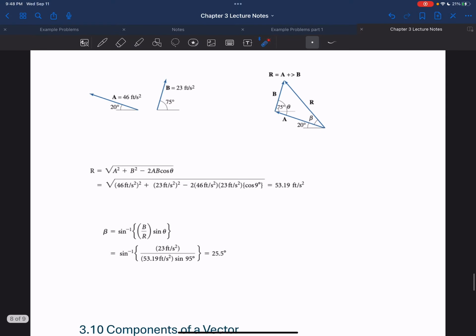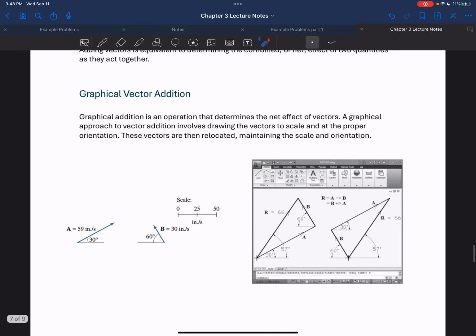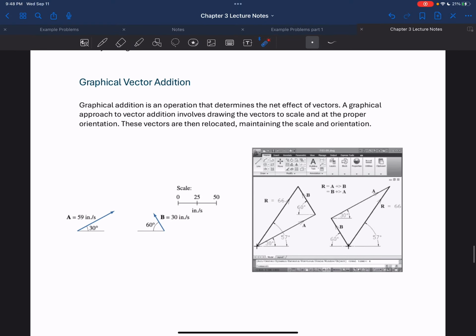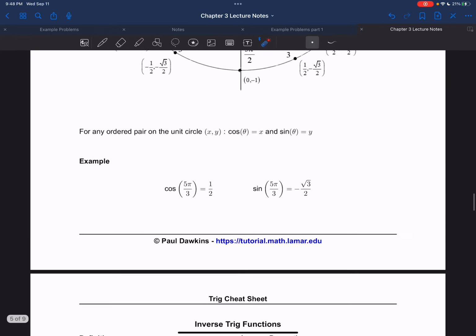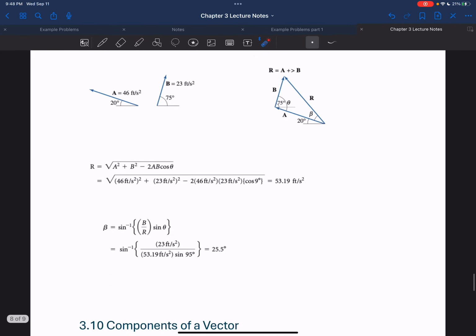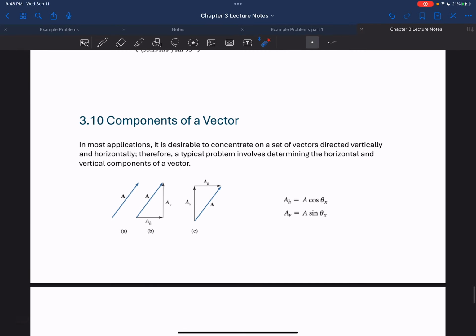I just wanted to introduce you to a little bit of what we're going to be doing as far as the AutoCAD is concerned, as well as this trig cheat sheet, and then give you guys some practice problems so you can refamiliarize yourselves with vectors after a long summer. All right.